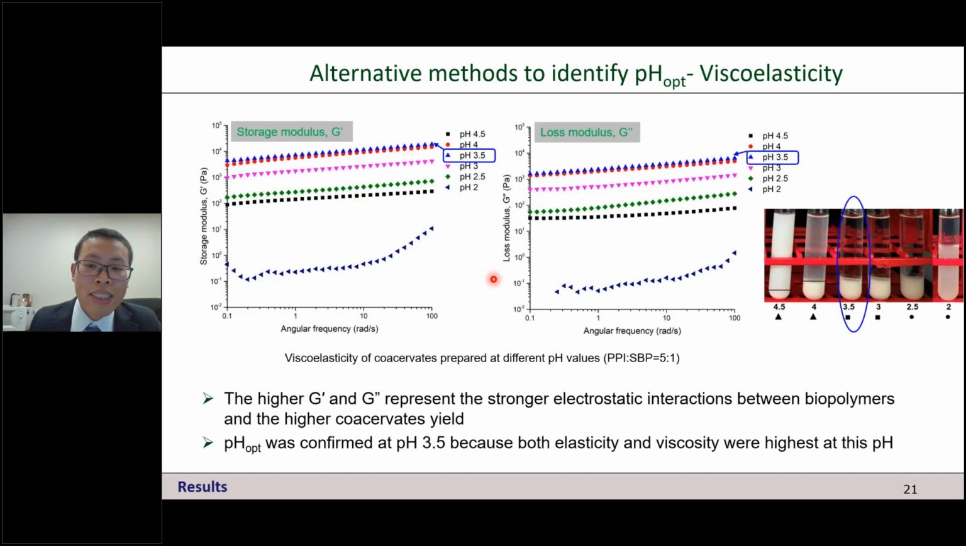Therefore, we measured the viscoelasticity for all coacervates presented in previous state diagram. For PPI-SBP coacervates, prepared at mixing ratio of 5:1, the pH OPT was confirmed at pH 3.5 because both elasticity and viscosity were highest at this pH. Although you could find coacervates prepared at pH 2.5 have much lower viscoelasticity as compared to the value at pH 3.5, which means the coacervates prepared at pH 3.5 should have more condensed structure than coacervates prepared at pH 2.5. I will show you their microstructures in later slides.